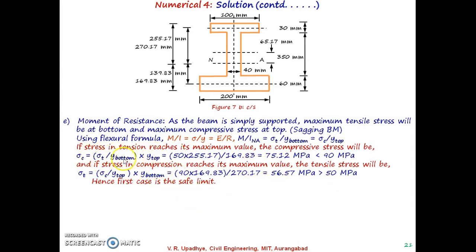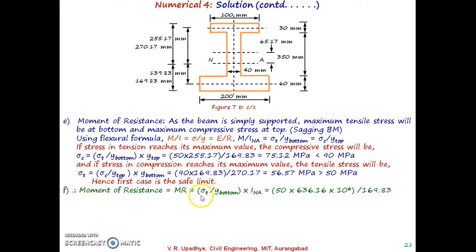So with this, what we can conclude is the safe limit is the first case. What was the first case? The tension reaches its maximum value and the compression is less than the permissible value. So this is the safe value. So if we now go further for moment of resistance, then for calculation of moment of resistance we will be considering the maximum permissible tensile stress value.